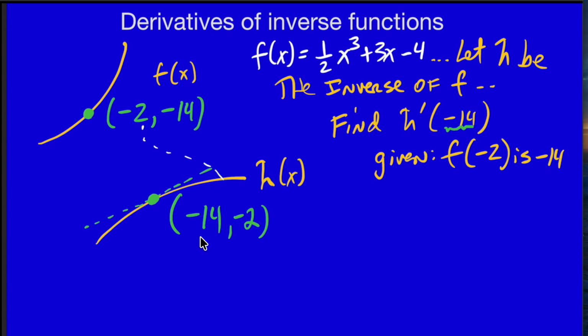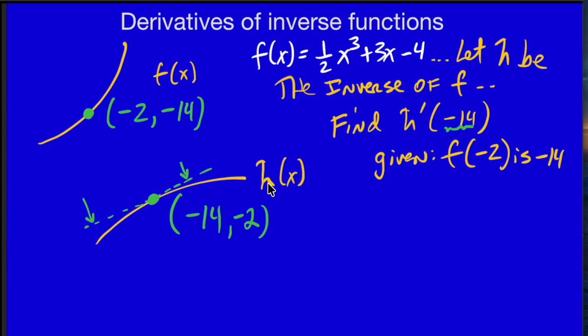Okay, so now that we have this established and we're charged with finding the inverse here, we're charged with finding the slope here. We're charged with finding the derivative here. The inverse function, we don't have it. So we can't plug negative 14 into the derivative of h.